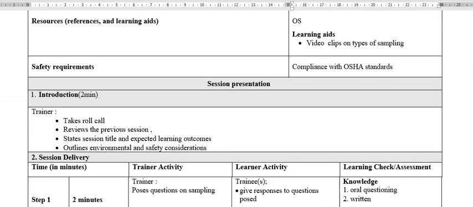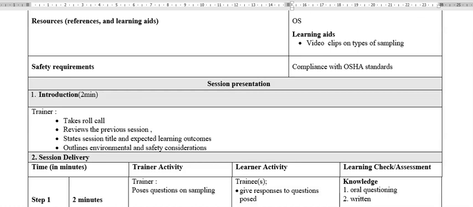Class, who can try? Yes, Joyce? Yeah, that's very good. As Joyce has said, sampling refers to the process by which you select a group of people from whom you will collect your data during your research.